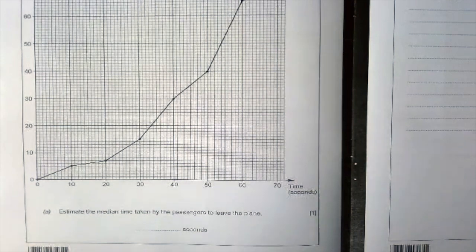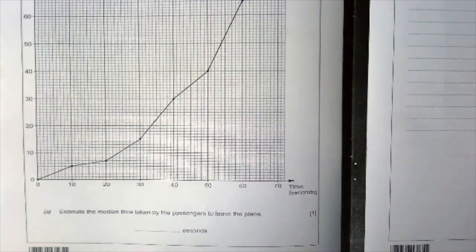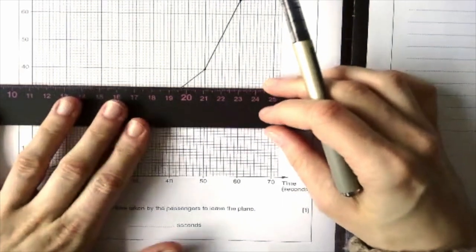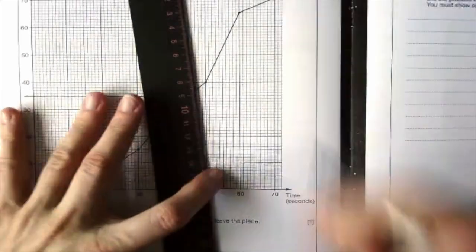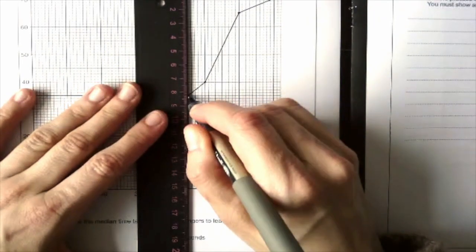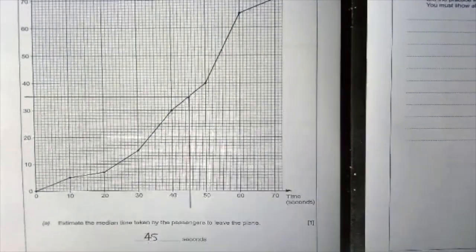So the first question, part A, is estimate the median time taken by the passengers to leave the plane. So we need to, if I can find my ruler, we need to read across. So the median is at halfway, so it's at 35. So we read across from 35. You have to be very precise because these graphs are drawn for you. And we read down. So our answer is 45 seconds.